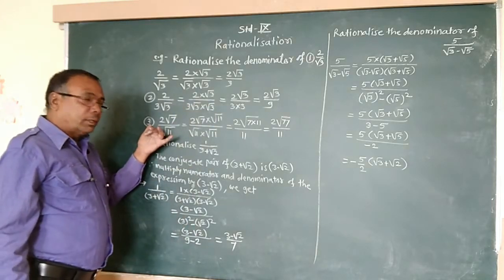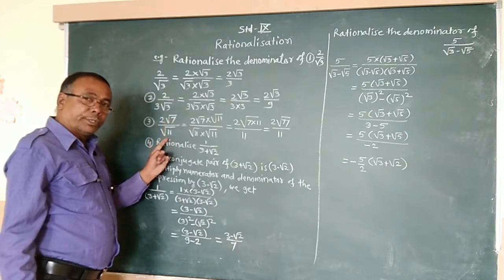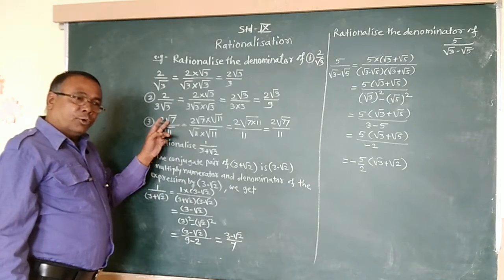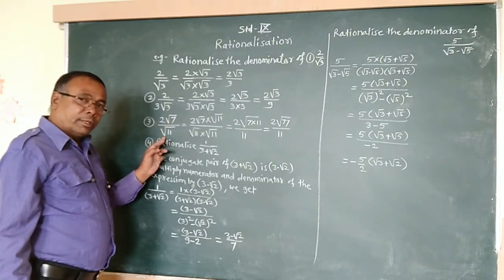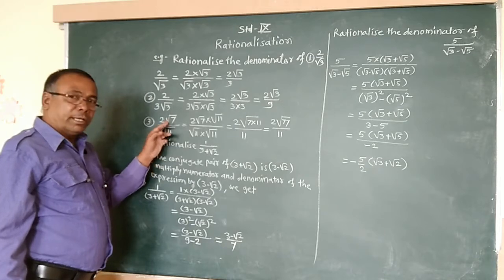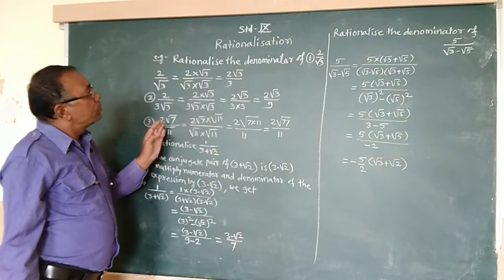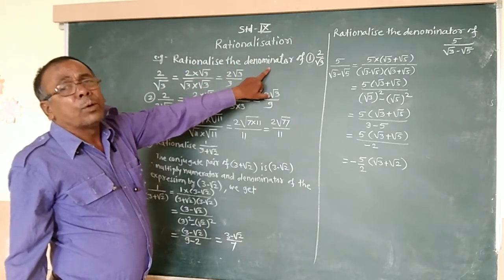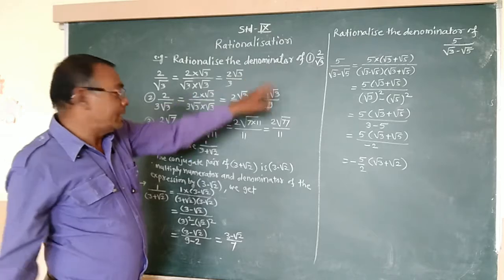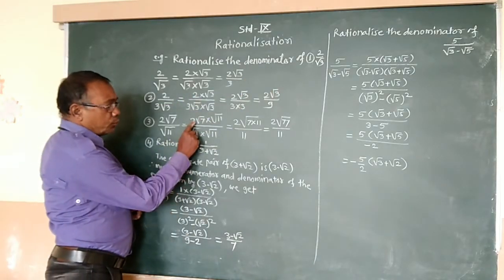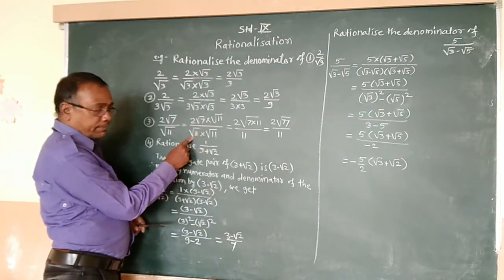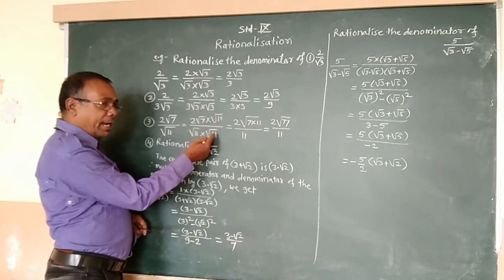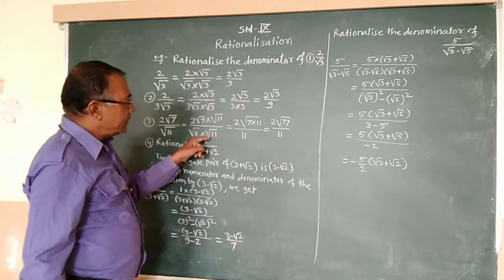Now there is a third example, that is 2 root 7 upon root 11. Here the radical sign is at the numerator as well as at the denominator, but don't think about the numerator. We are told to rationalize the denominator. Here we have to rationalize only the denominator. So I will write 2 root 7 upon root 11 as it is, and here root 11 is there, so I will multiply numerator and denominator by root 11.